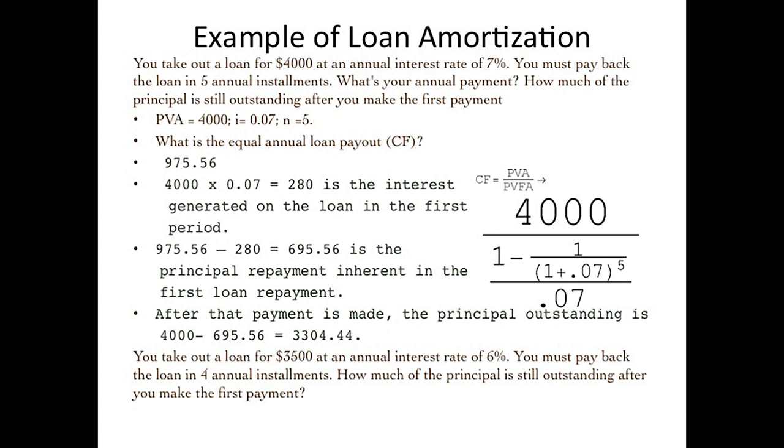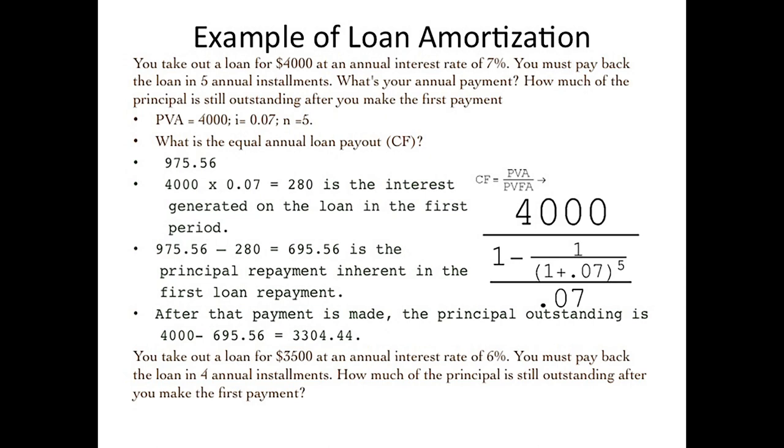All right, so let's decode this problem. The present value of annuity, so this is the present value of the loan, is $4,000. You take it out for $4,000 right now, that's the present value. The interest rate is given at 7% or 0.07, and then n equals 5. The first thing you have to solve for in this problem is what those equal payments, the cash flow, the CF, are.